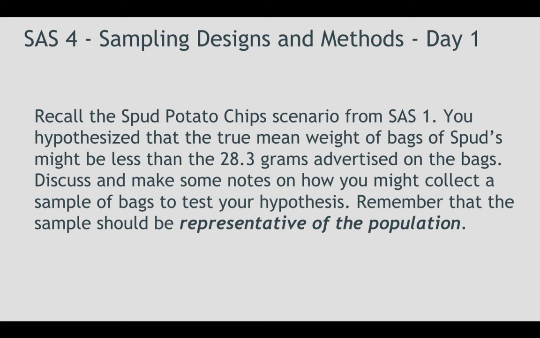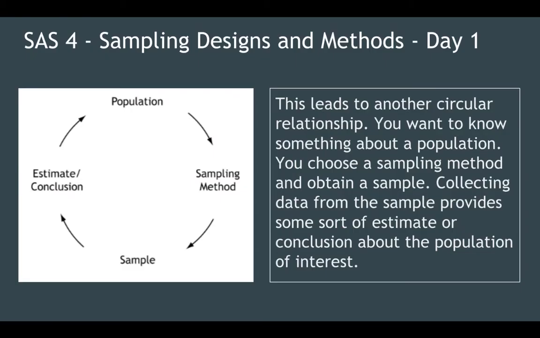It might be a specific flavor. It might be during a specific period of time in the plant when they were making them. It might be somebody's error in the plant, and that might be something you want to check on in quality control. So this leads to another circular relationship. You want to know something about a population, you have to choose a sampling method and obtain a sample. Collecting data from the sample provides some sort of estimate or conclusion about the population of interest.